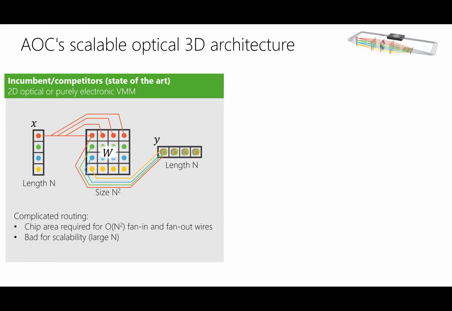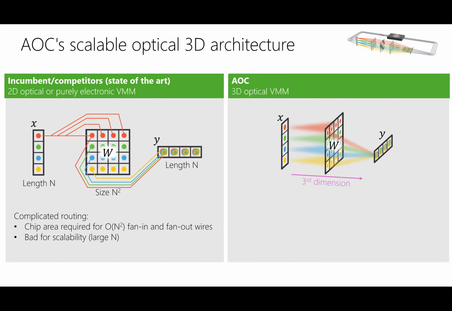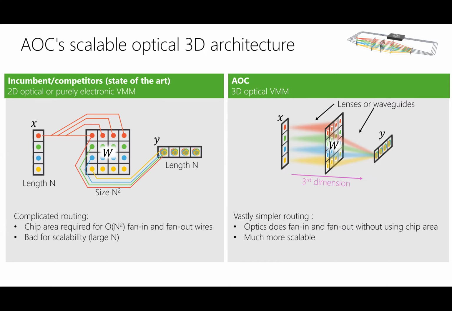So there's order n squared chip area required for the fan-in and fan-out wires or light pipes, whatever it might be, depending on your application. And that doesn't scale very well. In comparison, we're using a 3D optical architecture. What we mean by that is that the light is propagating out of the plane in free space, using waveguides or small lenses to couple the planes together. So we've got three different planes, X, W, and Y, and lenses or waveguides in between. So the routing problem is much simpler here, and that leads to the system being much more scalable.